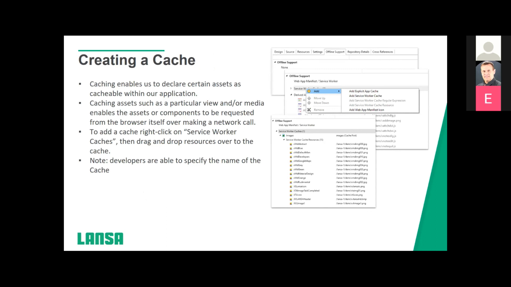So just to dive a little bit into creating the cache. You're going to be on the offline support page. Then you're going to either right-click that context menu. You're going to add a service worker cache. As you can see in this slide, there are two areas that are grayed out. Those are areas in which we're going to be adding some additional functionality that is going to allow for more manipulation of those resources that you want your service worker to control.